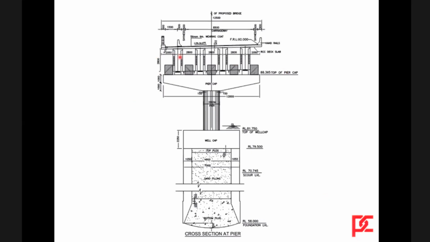It's a four girder arrangement. Width of the bridge is about 12 meters with 4 girders, and seismic stoppers are used, both in the longitudinal as well as transverse direction. And this is the arrangement.